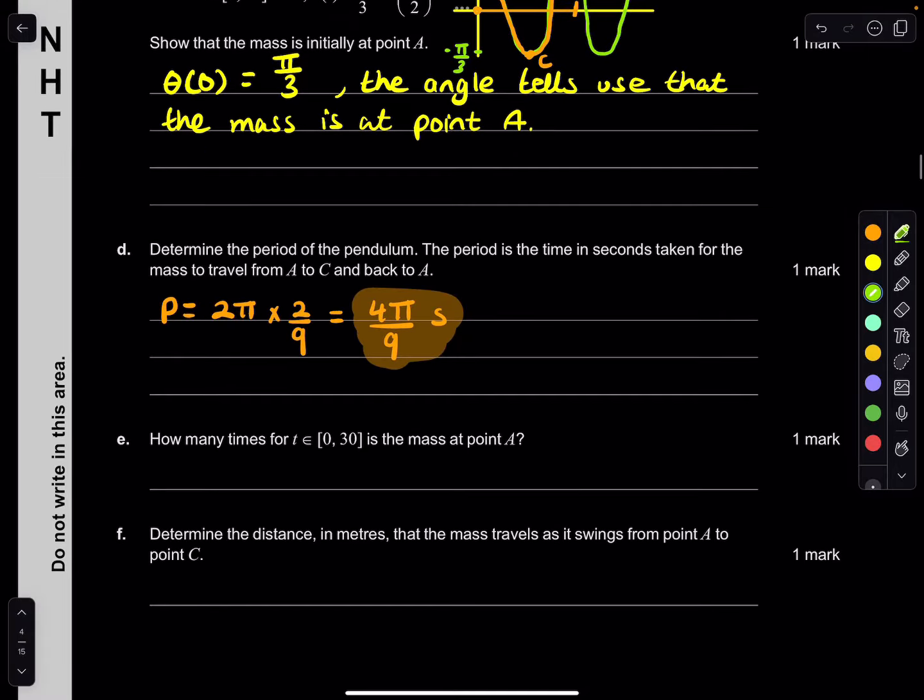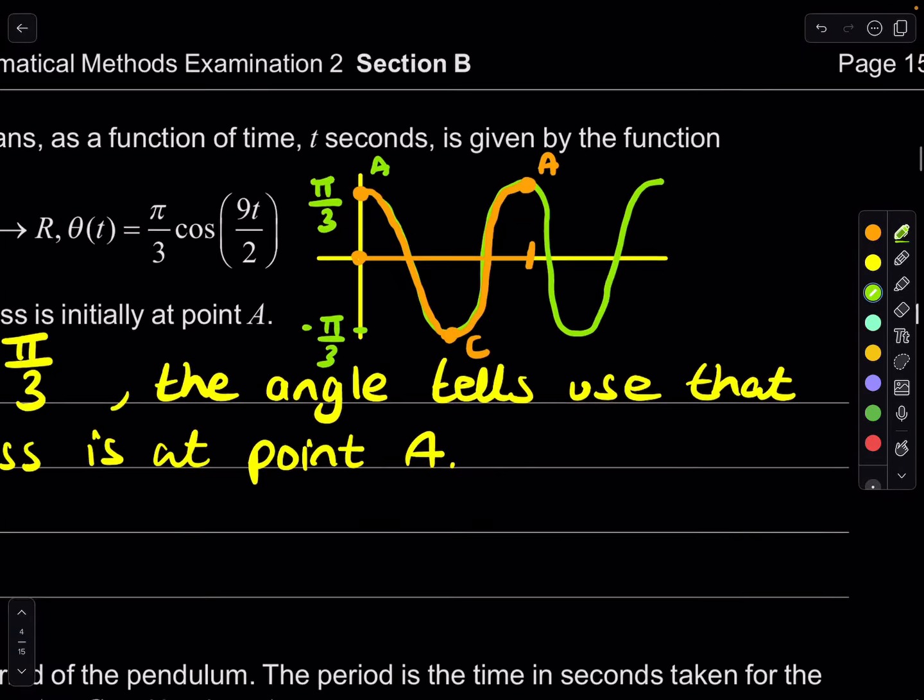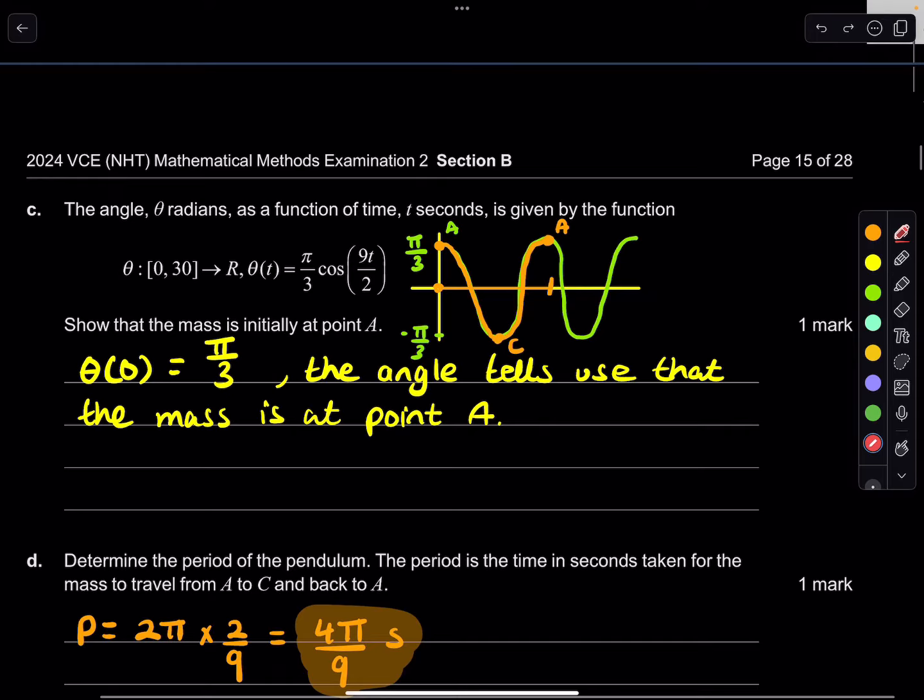Next question. How many times for t from 0 to 30 is the mass at point A? So we know that every time it's at the maximum value, that's where it's at point A, point A, point A. So if we graph this function from 0 to 30 and count how many maximums there are, this tells us how many times it was at point A.